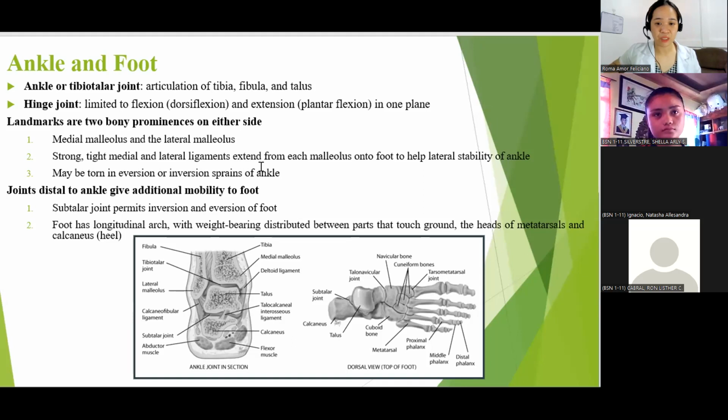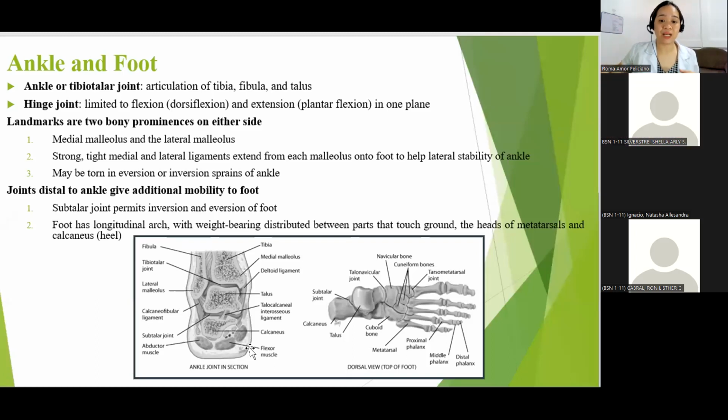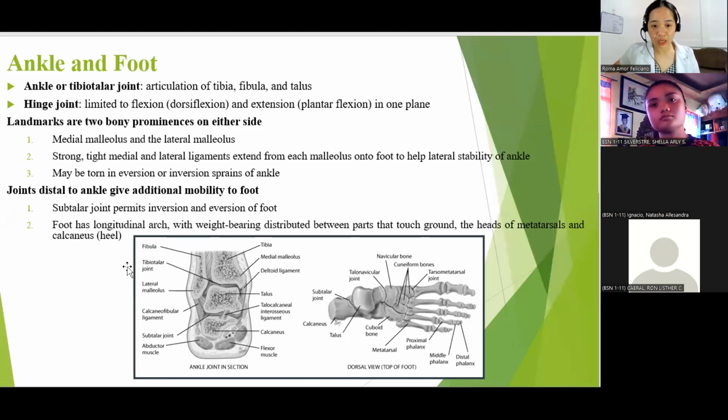sprains of the ankle. Ano ibig sabihin nito? Usually dahil ang ating legs, ang ating paa ang nagdadala ng ating weight. At kung tayo ay overweight or kung masyadong overwork, takbo ka ng takbo, lakad ka ng lakad, minsan nagkakaroon ng tearing or natutorn ang muscles, nagkakaroon ng sprain. So these are parts na usually nagkakaroon ng mga sprain. Joints distal to the ankle give additional mobility to the foot and so on.